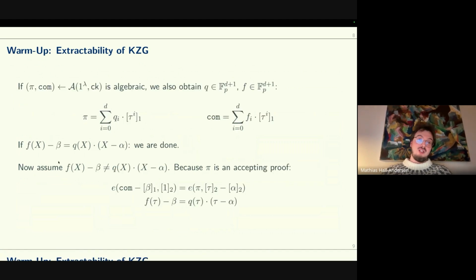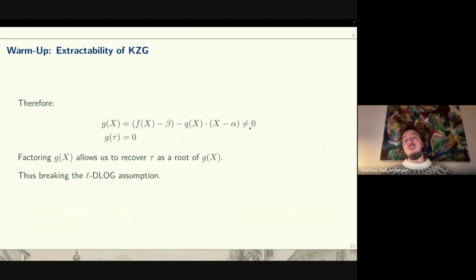This is the central point, right? That if this polynomial is not equal to this polynomial, then first and foremost, if I evaluate each one of the sides at tau, they must be equal, but they're not equal as polynomials, which means that I can subtract them from each other, I get a non-zero polynomial. Yet when I evaluate the polynomial at tau, it is zero, which means I have a non-zero polynomial and tau is a root of it, which means I can simply factor g to recover tau as a root of g. And by that, I can break the LG log assumption.